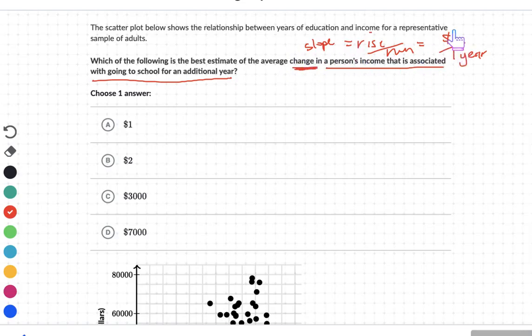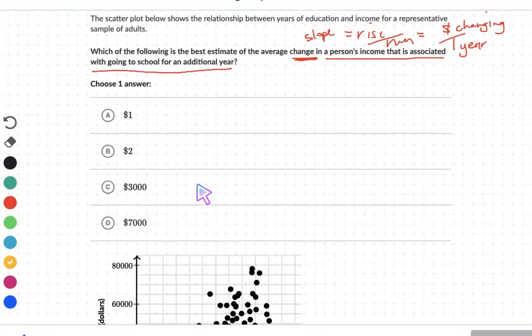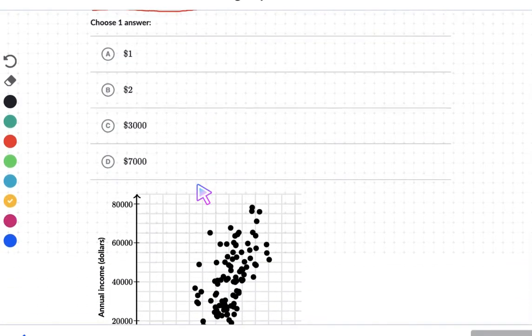Person's income, money, that's associated with going to school for one more additional year, per 1 year. Money changing. How much it's going up for every additional year. So there's always going to be a lot of clues in your problem that help you figure out what it is they're asking.